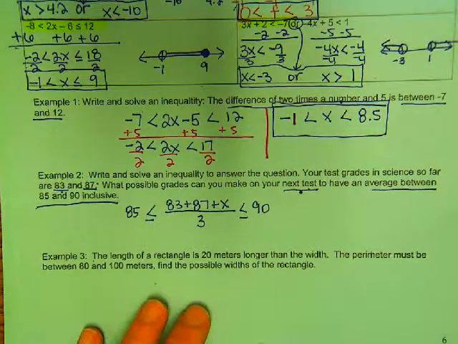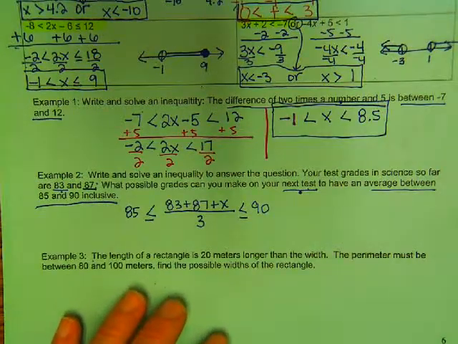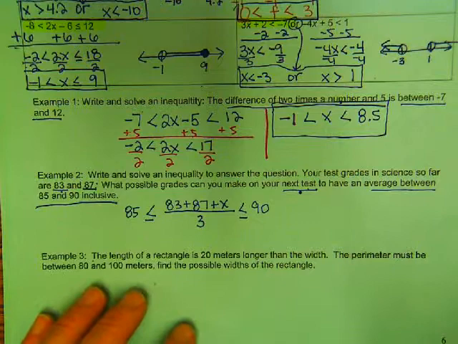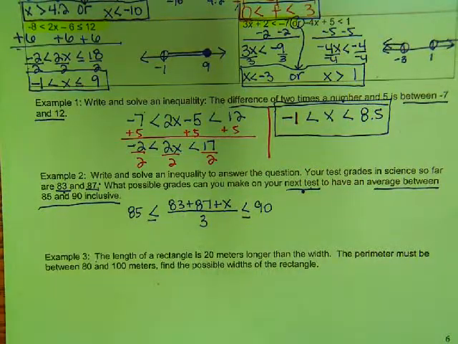So to solve this inequality, I am going to first add 83 and 87 together. So I do that.